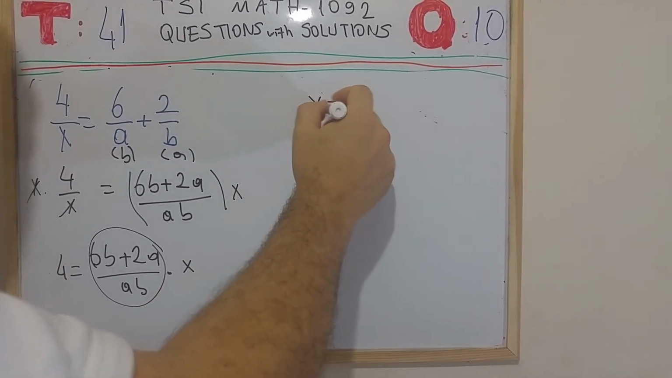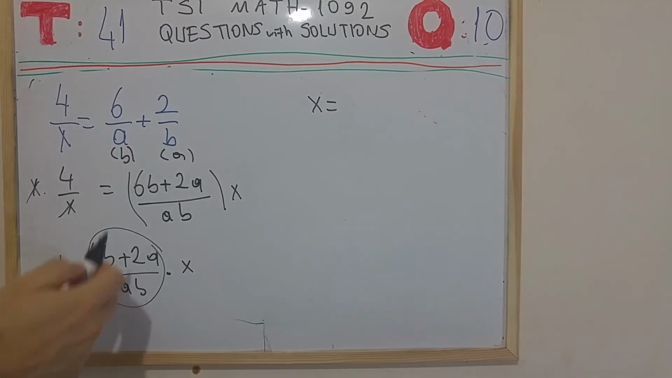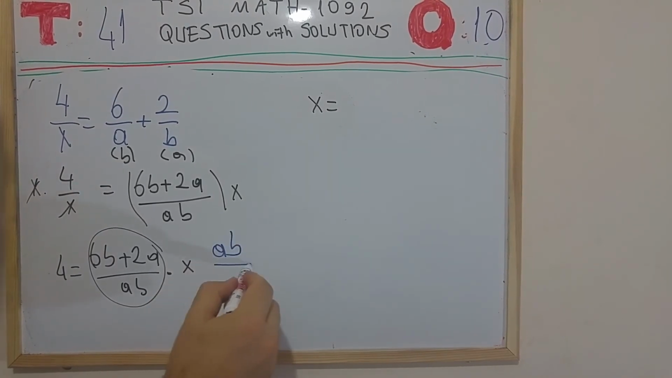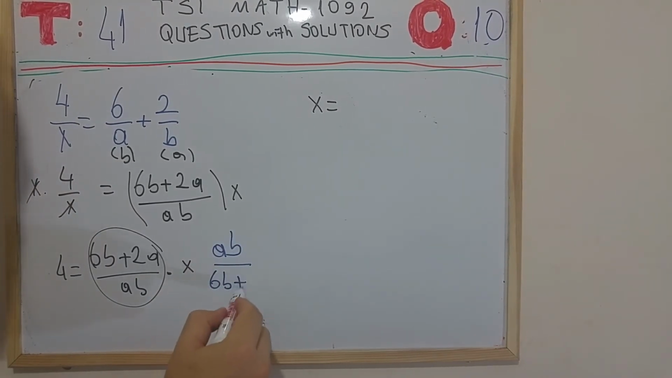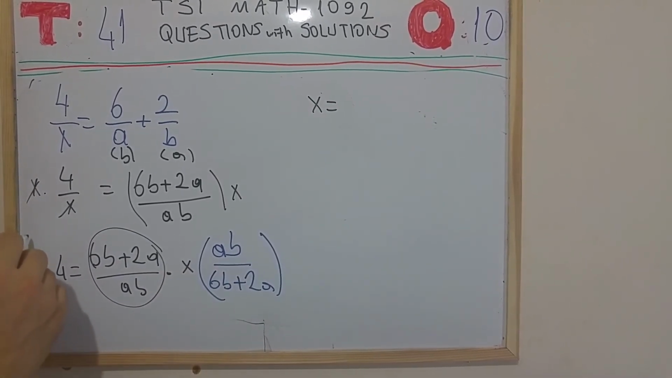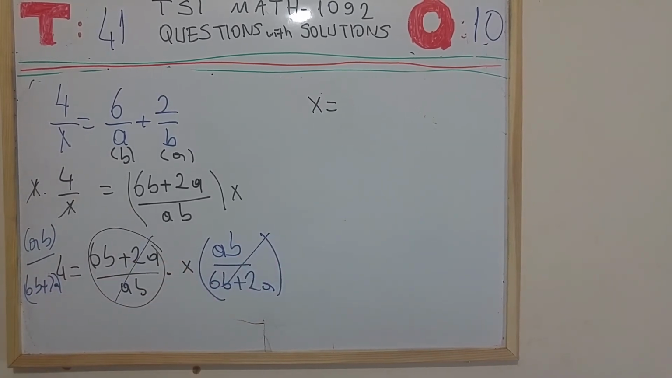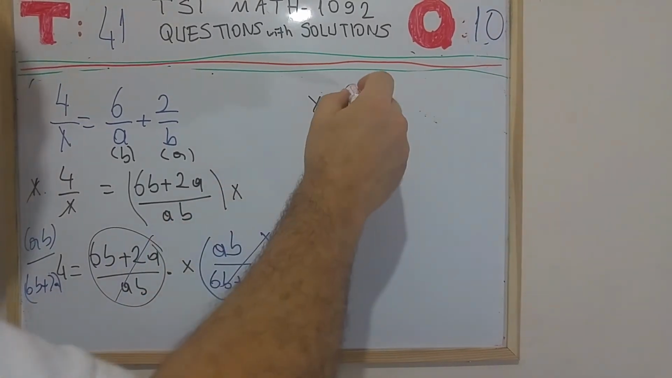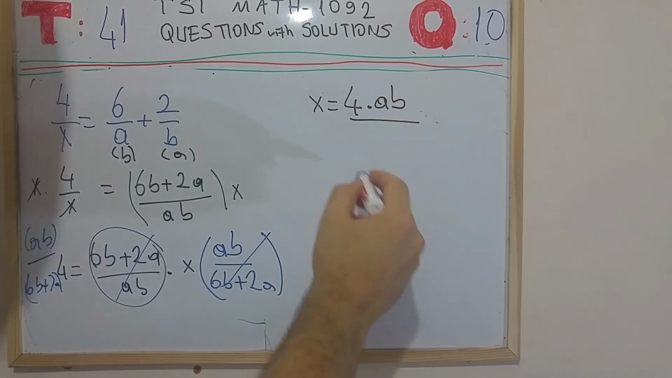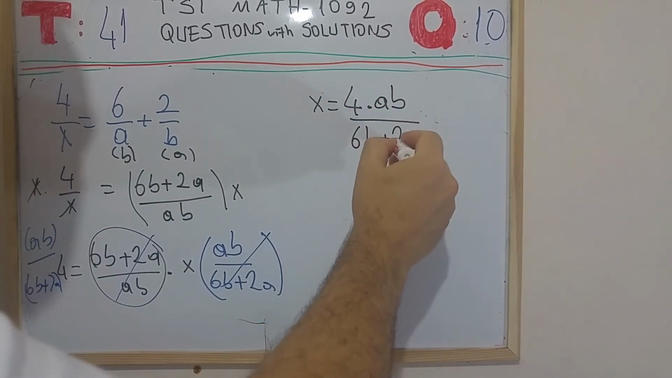In order to do that, I have to multiply each side by the reciprocal of this fraction, which is ab over 6b plus 2a, and the other side too, ab over 6b plus 2a. So these cancel each other out. What I have is 4 times ab over 6b plus 2a.